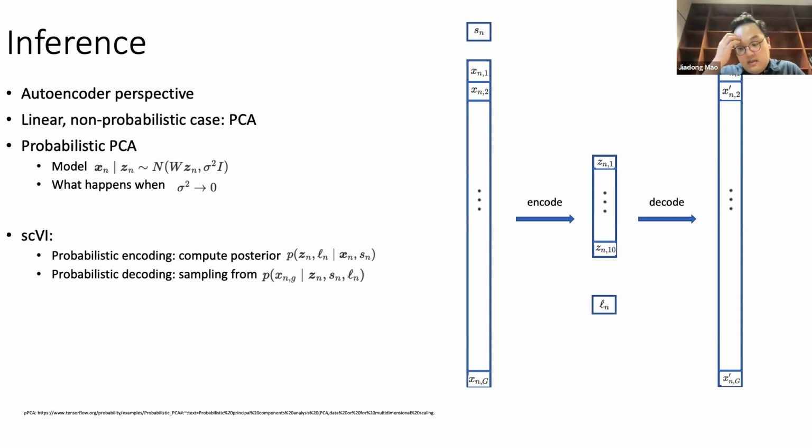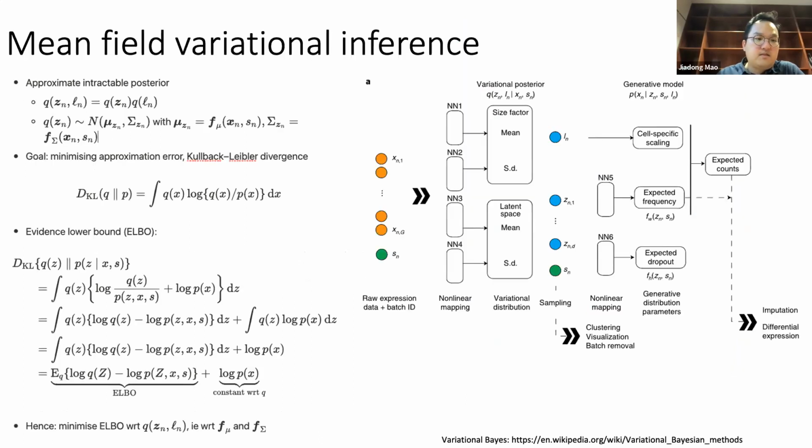We can do dimension reduction, normalization, and also generating new data, simulate new data. But the difficult part, of course, is to actually calculate the posterior distribution. And in order to do that, SCVI uses a technique called variational inference, and that's where the letters VI come from in SCVI. So SCVI stands for single cell variational inference.